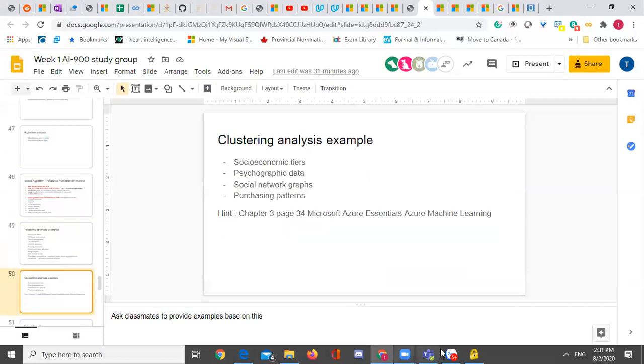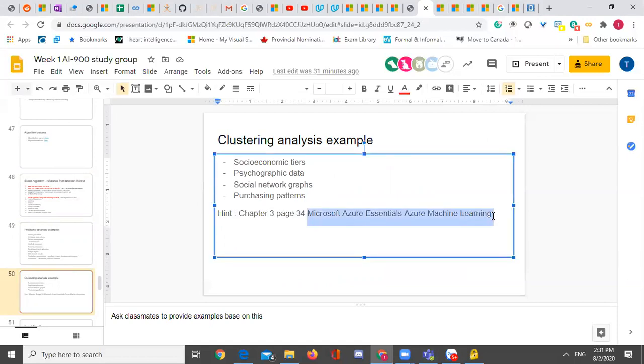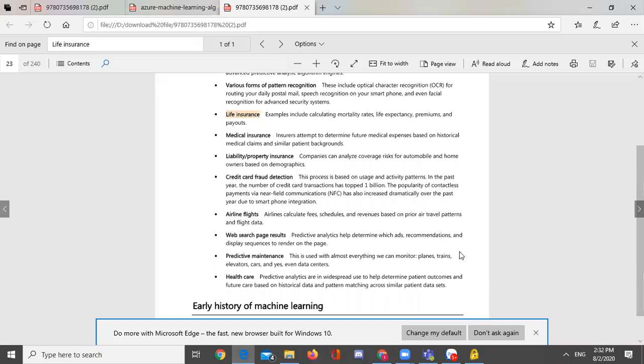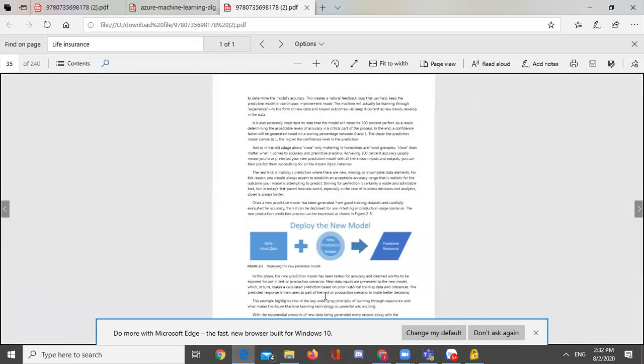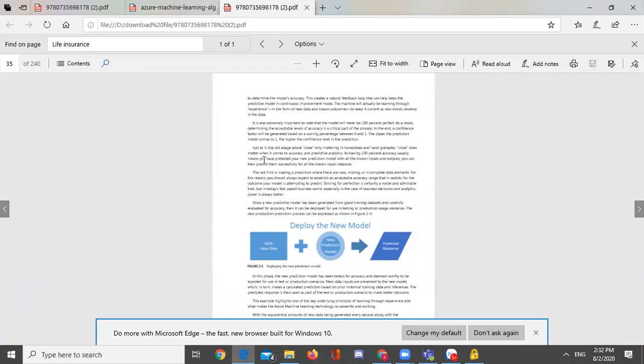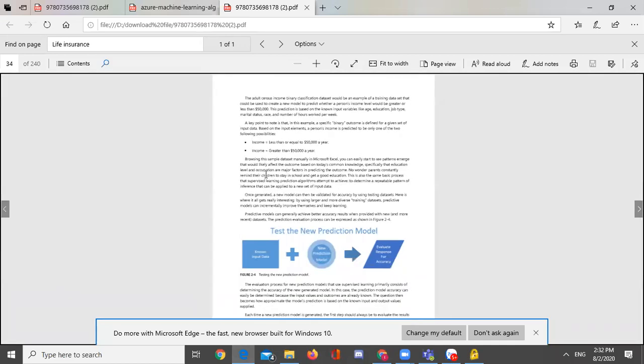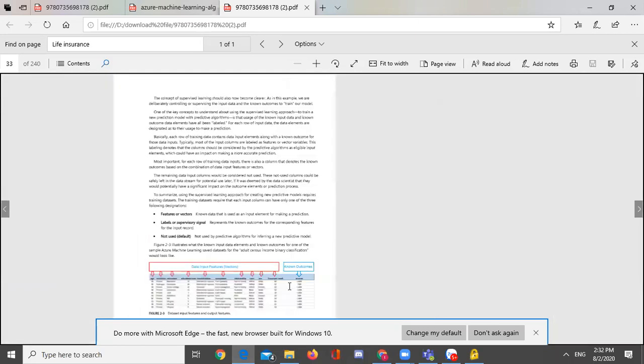And also I have this book. This book is available for free. Here is the link of this book. For clustering analysis, there are some examples. I'll pull up the example for you guys because this book is from Microsoft, so I would think it's closer to their exam.